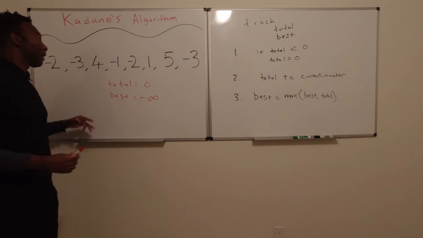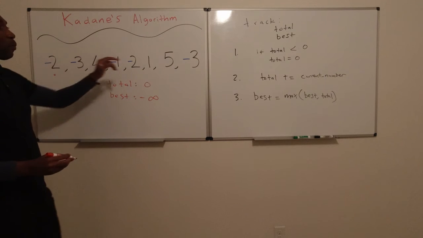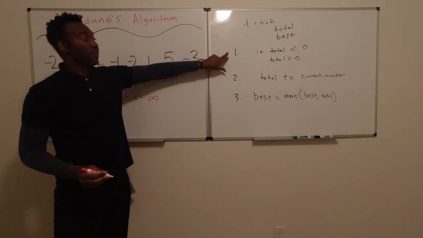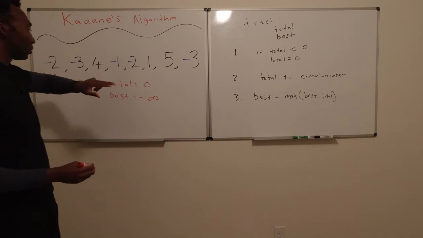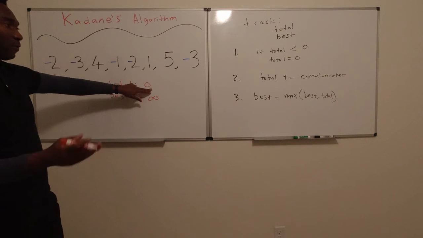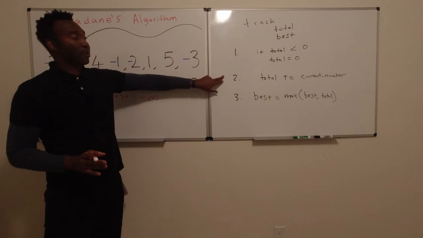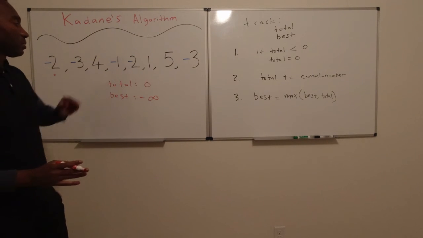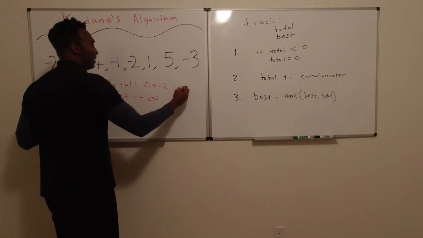So let's get started. The very first number that we have is negative 2. Step 1 over here says you want to look at total and see if that's negative. If it is, set it equal to 0. Our total is equal to 0 right now. It's not negative. Therefore, I don't need to do anything with it. The next step says we're going to take our current number, which is negative 2, and then add that to 0. So we'll do 0 plus negative 2. When I do that, that gives me negative 2.